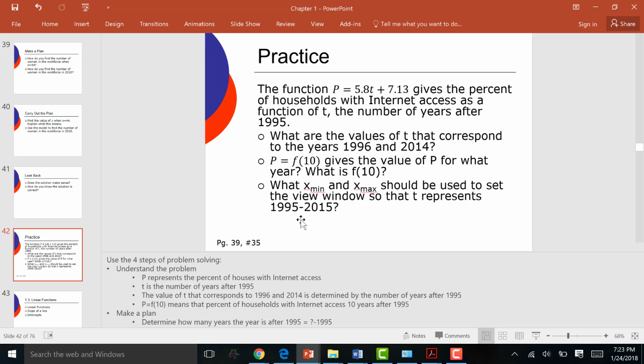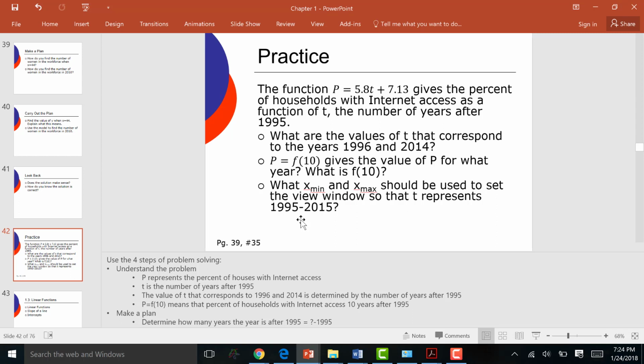Now again, you could have written it out longhand: 0 is going to be 1995, 1 year later is going to be 96, 2 years later is going to be 97, all the way till you got to 2015, and that's 20 years later. Okay. Questions before we go to the homework?